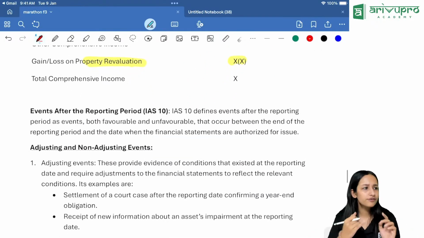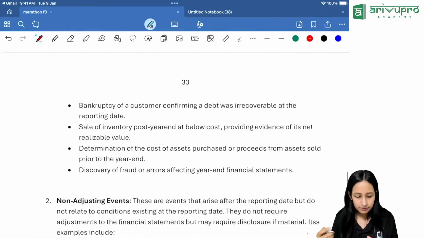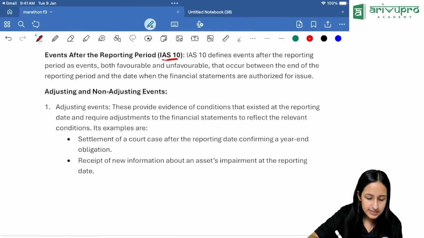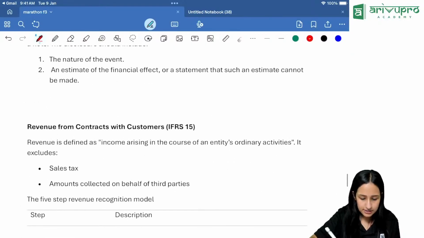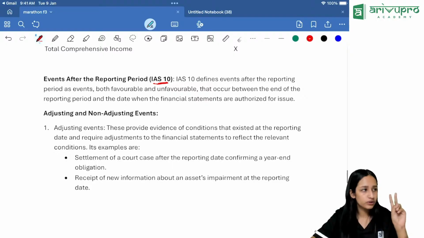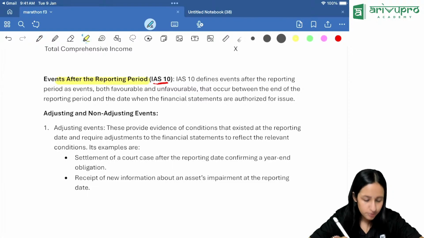Okay, so we've gone through all financial positions, profit and loss, and SOCI. The only remaining thing is cash flows, which comes in the next chapter. But here before we go to that one, we have two standards that we need to deal with, IAS 10 and IFRS 15. IAS 10 will be dealing with two things. One is adjusting events, one is non-adjusting events. What is IAS 10? IAS 10 is events after reporting period.